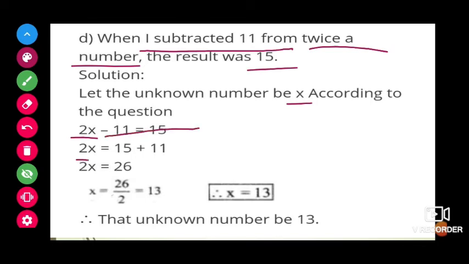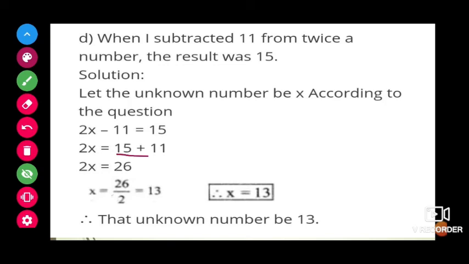I'll get 2x is equals to, here minus 11 if it will go that side, plus 11. So 2x is equals to 15 plus 11, 26. x is equals to, here multiplication 2 if it will go that side, division 2. So 2 thirteens are 26. So x equals to 13.